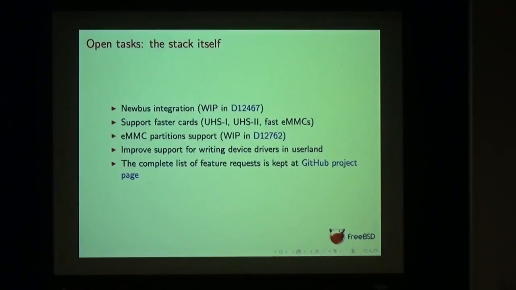So what are the open tasks, which is why this is work in progress, right? So the new bus integration is important because that will allow us to write normal FreeBSD device drivers that attach to SDIO card and do whatever they want. Then we need to support faster cards, which means higher speed modes, UHS-1, UHS-2 for SD, and faster eMMCs, which require some work that has been done already in the old stack within the last year. But I haven't done it for the new stack.